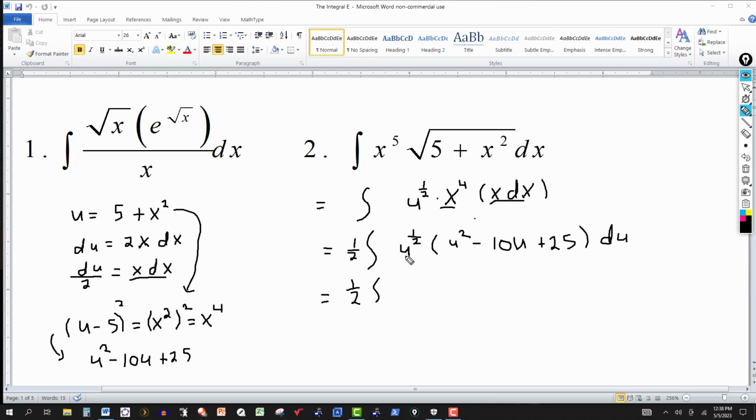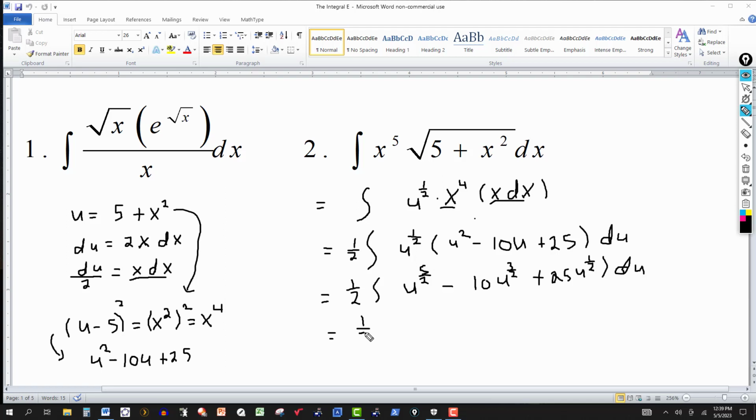Leave the 1/2 out in front, so u to the 1/2 times u squared gives me u to the 5/2. And then minus, this will be 10 multiplied by u to the 1/2, then this will be a 3/2 here, and then the 25 times the u to the 1/2. So all we're doing so far is algebra here. Now we're ready to integrate here.